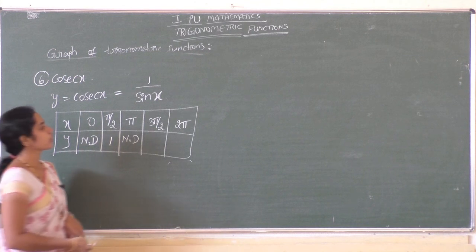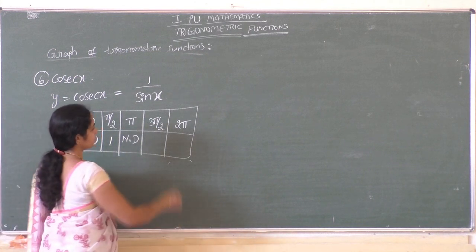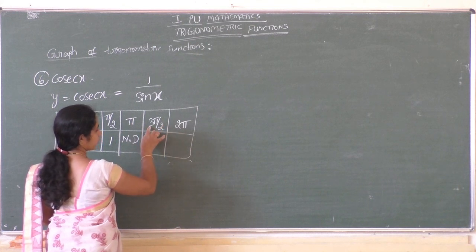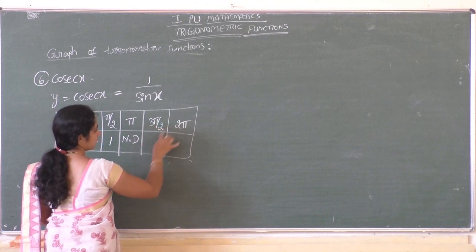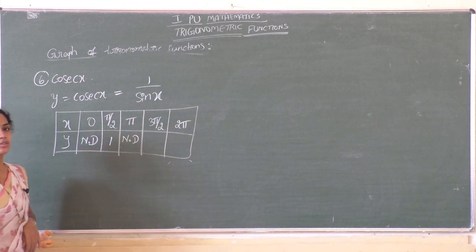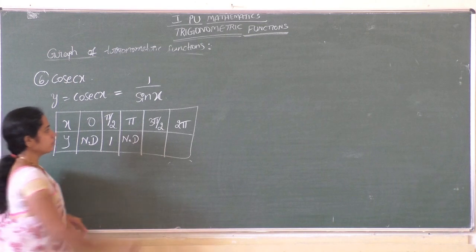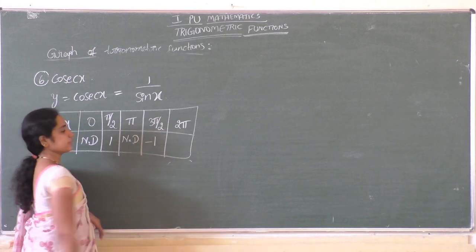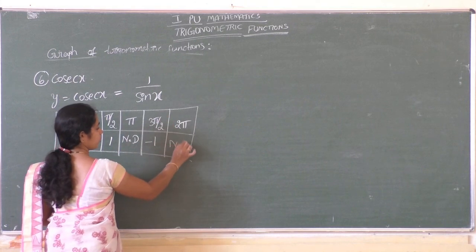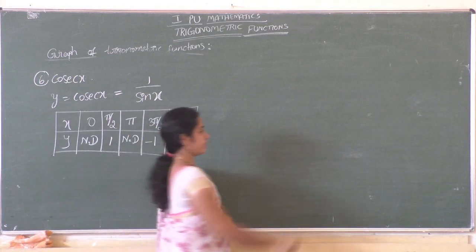Then for 3 pi by 2, the value of sin 3 pi by 2 is minus 1, and 1 by minus 1 is minus 1. Sin 2 pi is 0, and 1 by 0 means it is not defined.